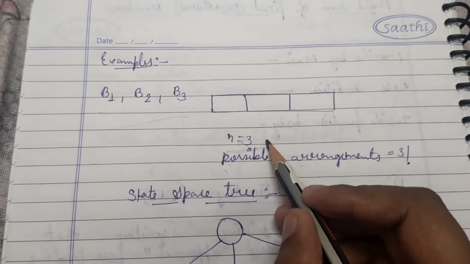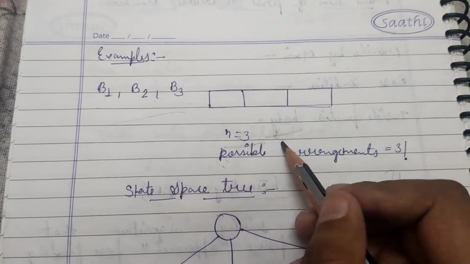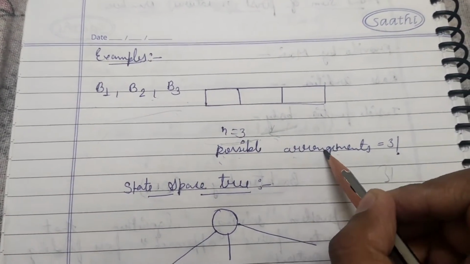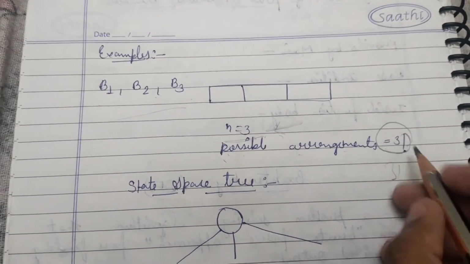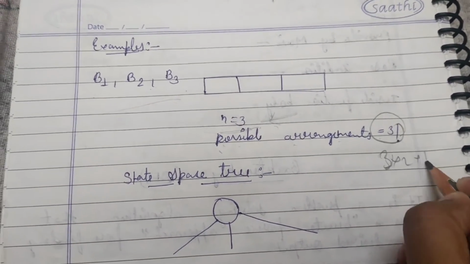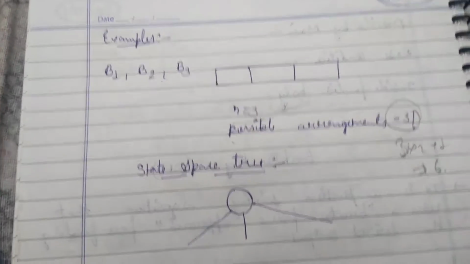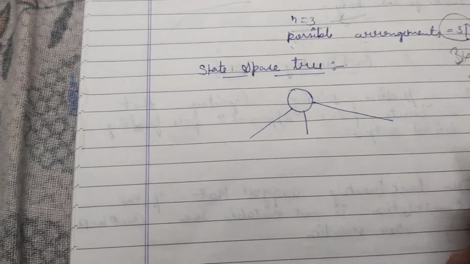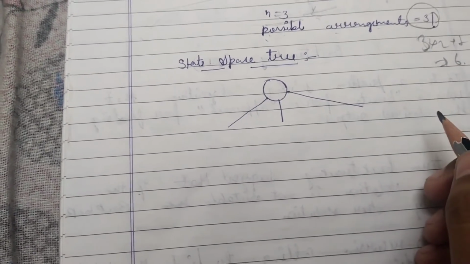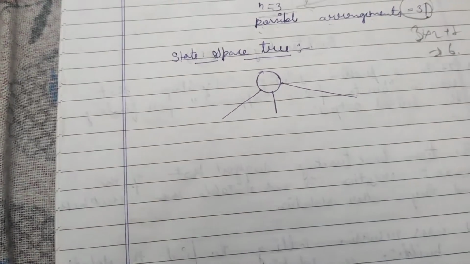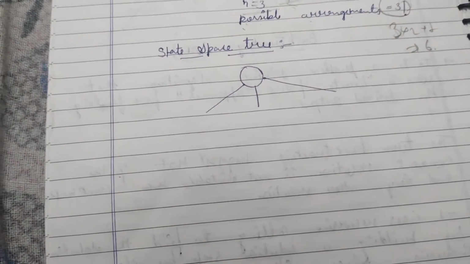Okay, so what is n? N is the number of participants, which is 3, and the possible arrangements are n factorial. You know factorial, 3 into 2 into 1, which is basically 6. Okay, let's arrange them with the help of a state space tree. So the state space tree is nothing but just arrangement. Let me explain how.